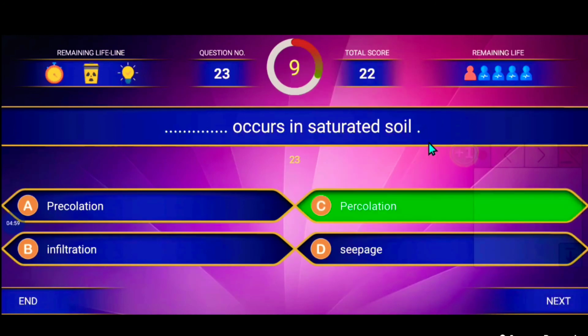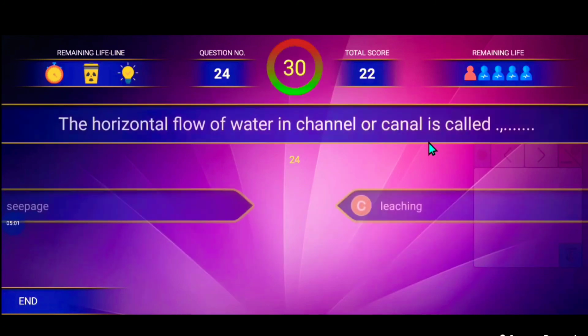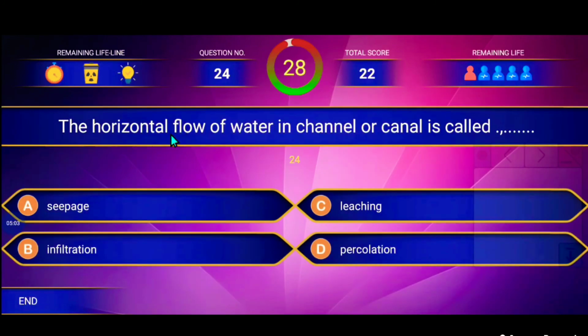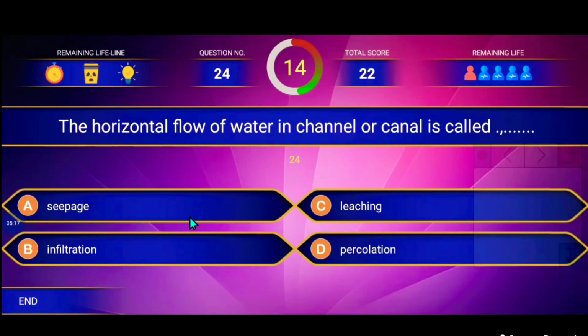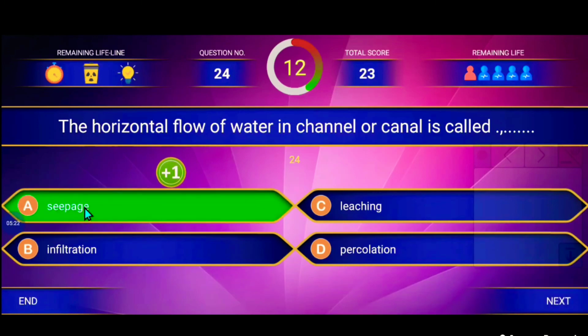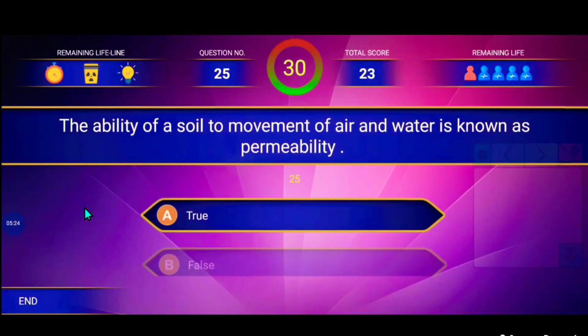Go to the next question. The horizontal flow of water in channel or canal is called the, first option is seepage, second one is infiltration, third option is leakage, and last option is percolation. So the correct option is seepage.